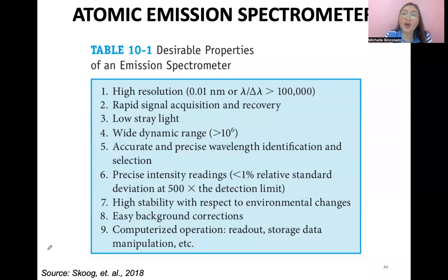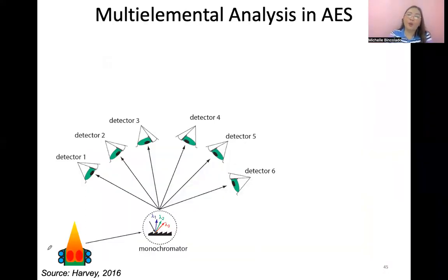Now guys, here are some desirable properties of an emission spectrometer. So we have here high resolution, rapid signal acquisition and recovery, low stray light, wide dynamic range, accurate and precise wavelength identification and selection, etc. Okay, so guys, galing lang sa book to. Ito yung mga hinahanap mo dapat in an AES spectrometer. Okay? So again guys related pa rin to sa topic natin kasi spectroscopic methods naman in general yung topic natin.